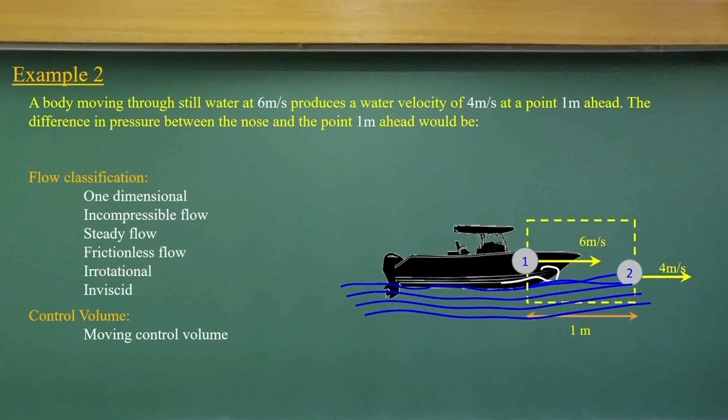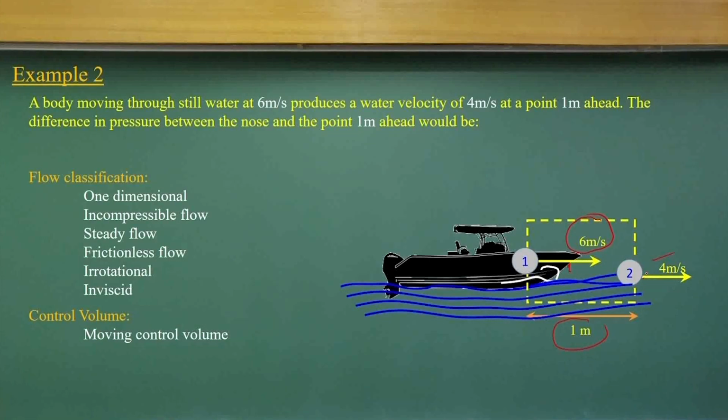Let us have another very interesting example. A body is moving through still water at 6 meters per second, and produces a water velocity of 4 meters per second at 1 meter ahead. That means the distance between these 2 points is 1 meter. This is 6 meters per second. The flow has reservoir type conditions where the still water is there, and the velocity at this point is 4 meters per second. Now we want to compute what the pressure difference would be between the nose and the point 1 meter ahead.